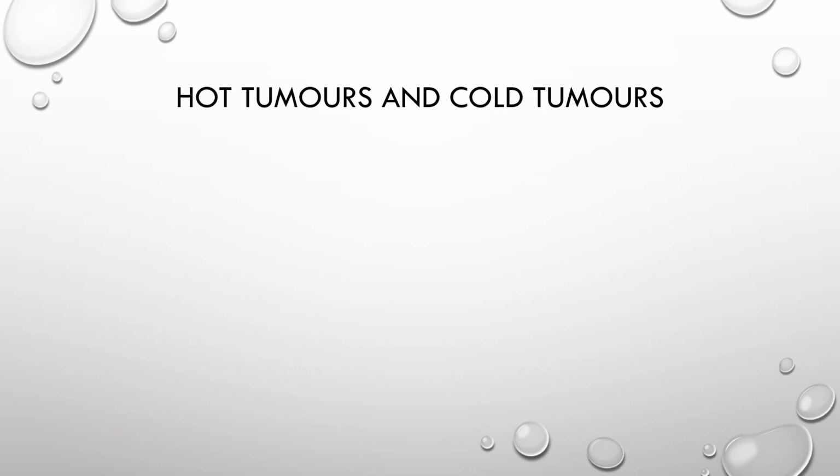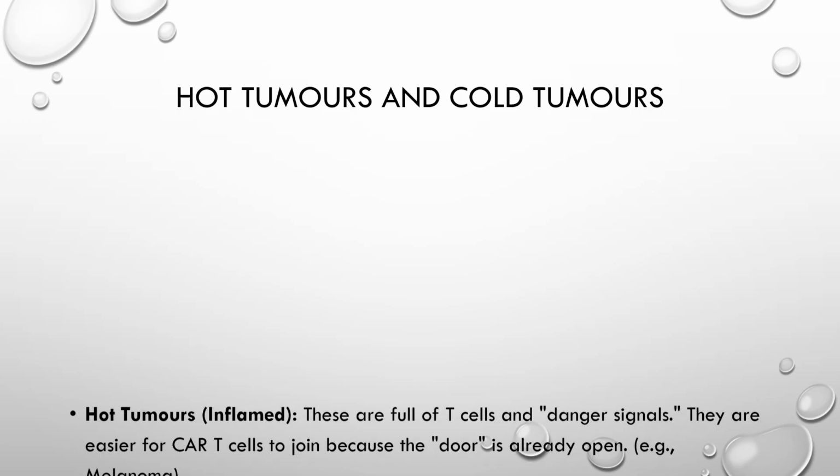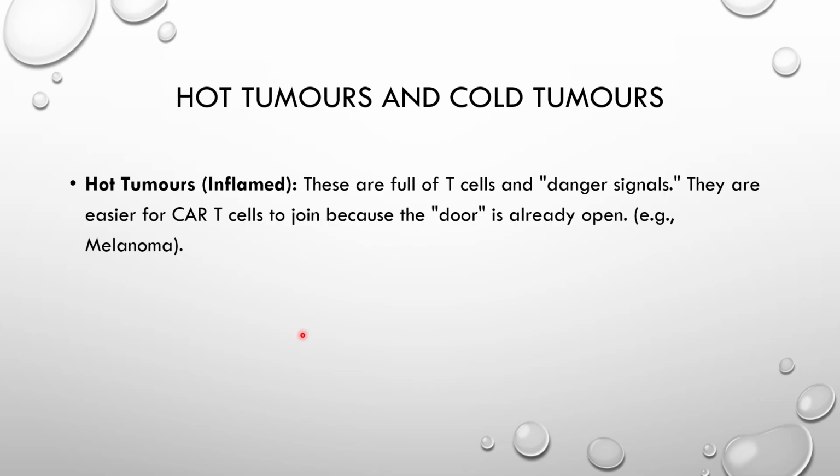I just want to quickly talk about the different types of tumours and the terminologies that are often used in papers that I read: hot tumours and cold tumours. So hot tumours are where the body actually recognises that they're tumours, they're not being switched off, and it's easier for the CAR T cell to join in the fight, basically, because they're already full of T cells, the danger signals are already there, and they're already releasing cytokines that advise that the tumor is there, yeah.